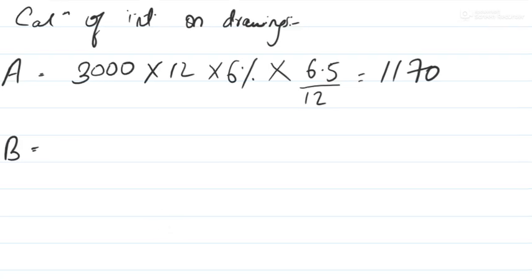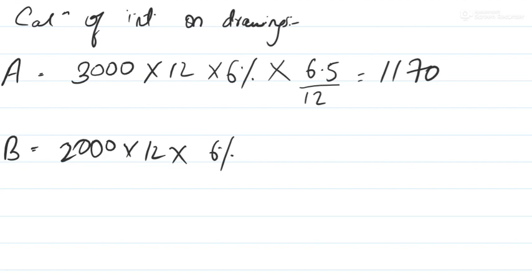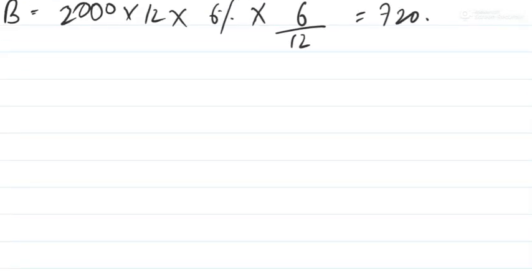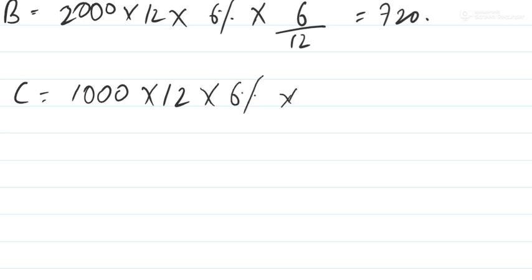Now in the case of B, B has withdrawn rupees 2,000 at the middle of every month. So 2,000 into 12 into 6%, the rate of interest will be same, only the months will change. In the middle, so 6 by 12. So the interest on drawings is 720. Now last, let's calculate the interest for C.